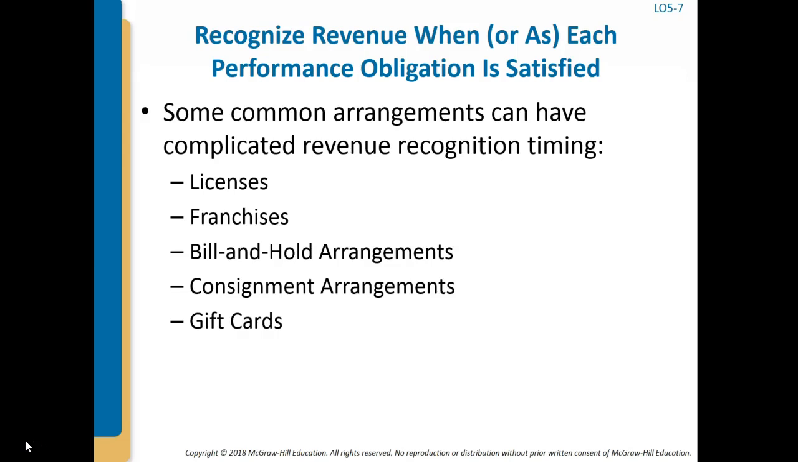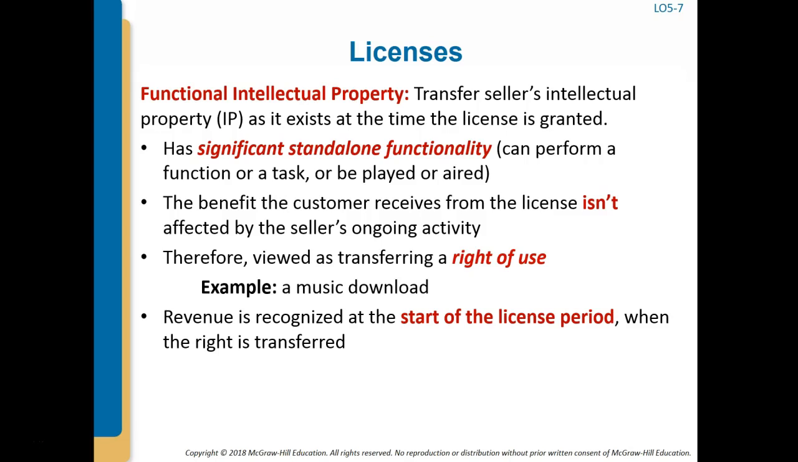Then we have gift cards. Sales of gift cards are recognized as deferred revenue, and then revenue gets recognized when the gift card is redeemed, or the likelihood of redemption is viewed as remote. So we're going to talk about issues that make it more difficult to determine when revenue should be recognized.